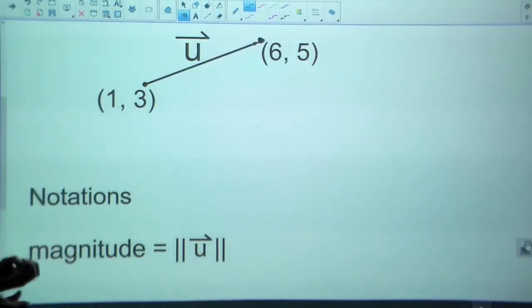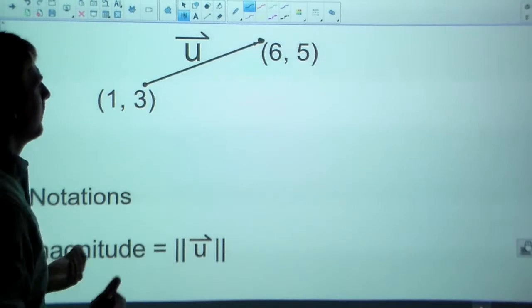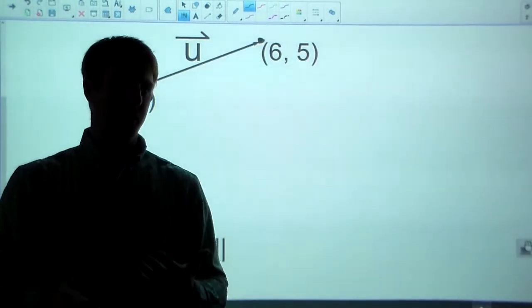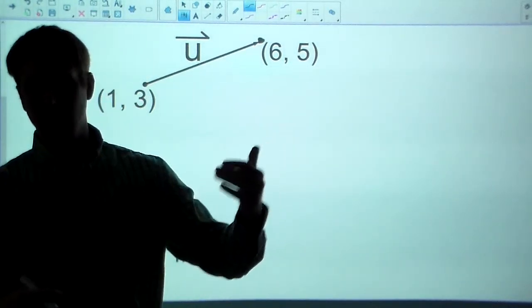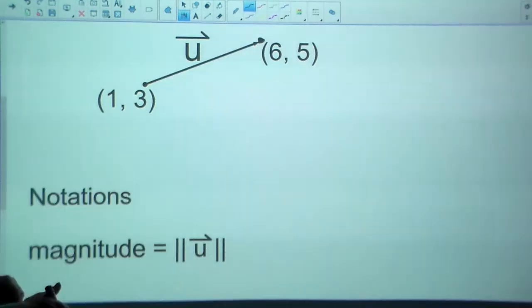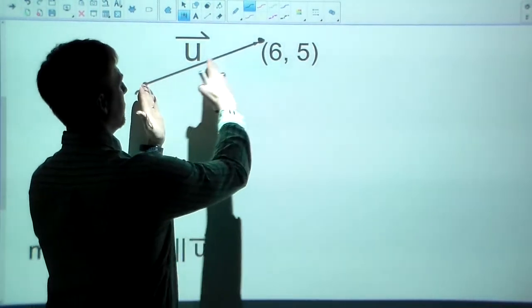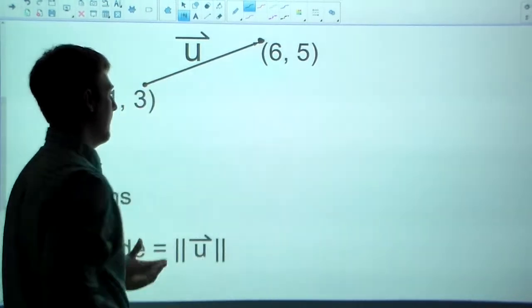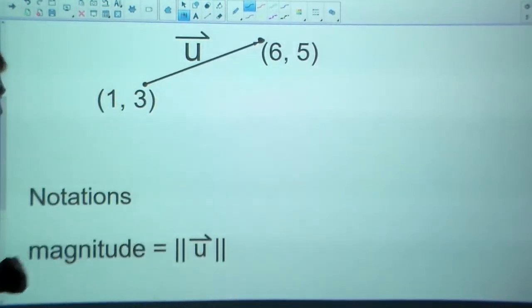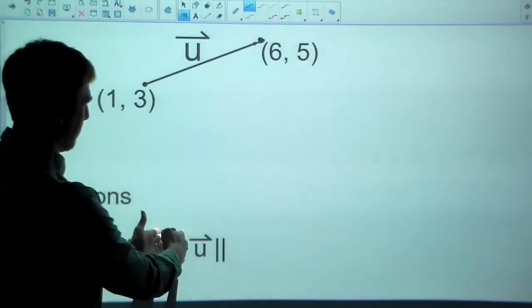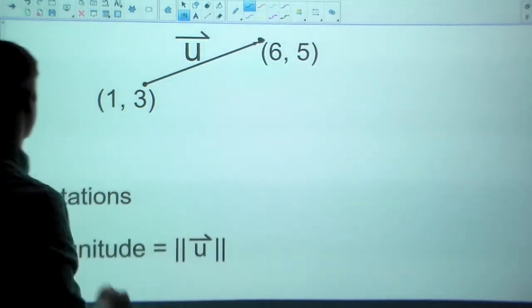Some notations you'll see with it. The magnitude, that's kind of the overall length. Common things, again, you'll see things like speed, pounds of force, newtons of force. The magnitude is the overall length, so we'll end up using the distance formula to figure out how long this is, and that's what we'll use to represent it. You'll see it looks kind of like absolute value, but with double bars.